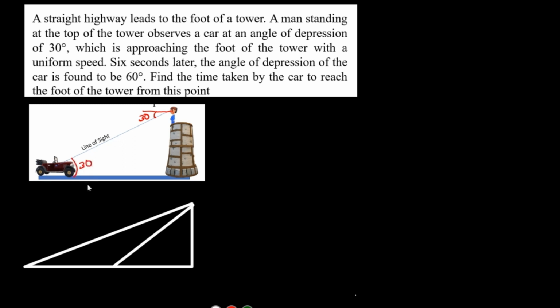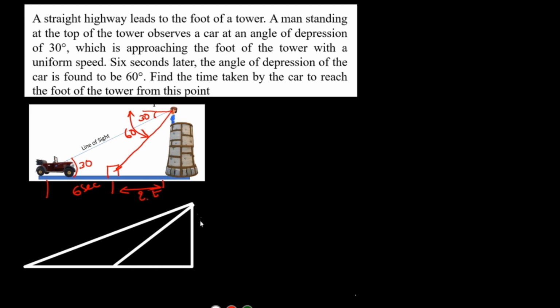After 6 seconds, he saw the car again and the angle changed to 60 degrees. Let's take that the car moved after 6 seconds to this location. When he sees the car the second time, this angle changed to 60 degrees. The time traveled over this distance is given as 6 seconds. Now they are asking, what is the time taken for the car to reach from this point to the foot of the tower? We need to find the time here.